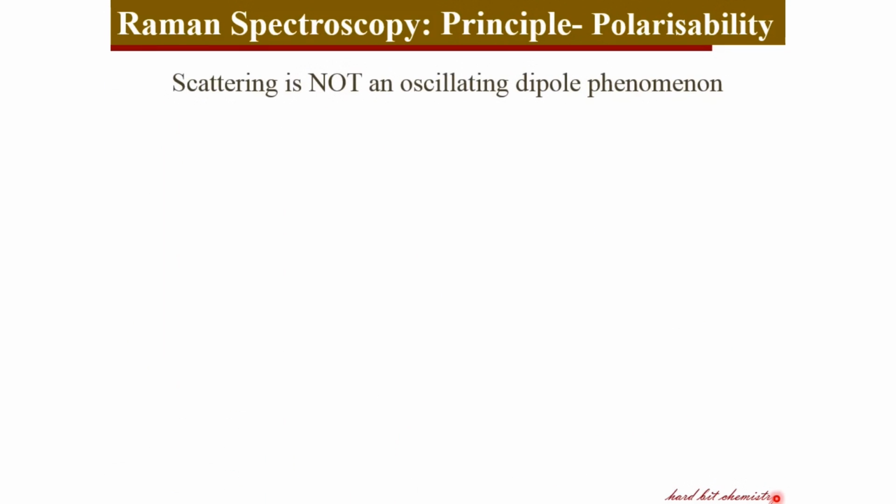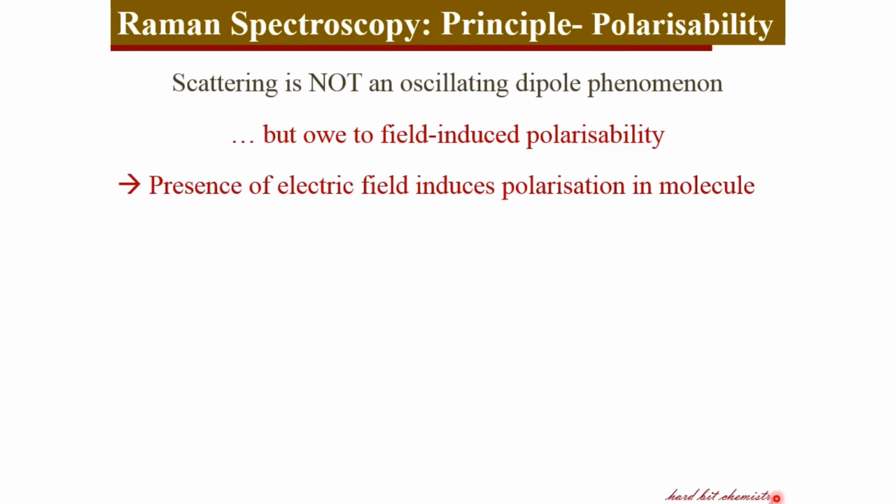We have seen in the previous discussions that absorption of light, as in the case of microwave and infrared spectroscopy, is associated with the varying molecular dipole. But scattering is not such an oscillating dipole phenomenon, but it is associated with a field-induced polarizability. That is, the presence of an electric field from the electromagnetic radiation induces some kind of polarization in the molecule.